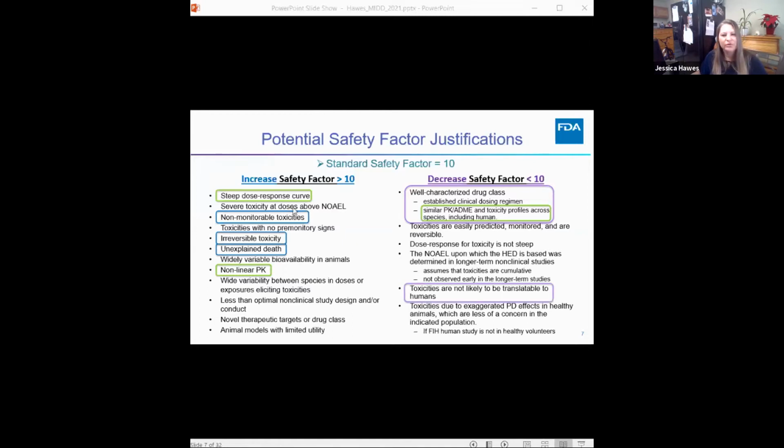Also included are non-clinical toxicities unlikely to be translatable to or relevant in humans, and toxicities that are due to exaggerated pharmacodynamic effects in healthy animals that are less of a concern in the indicated population.